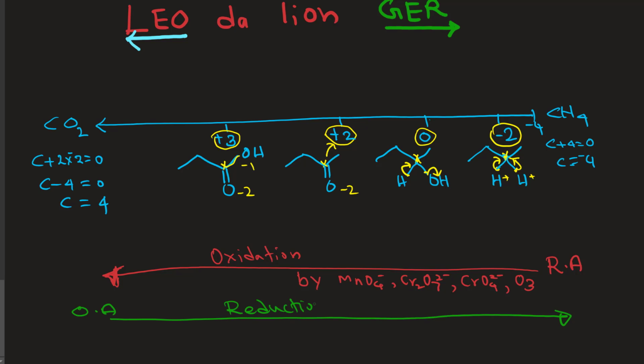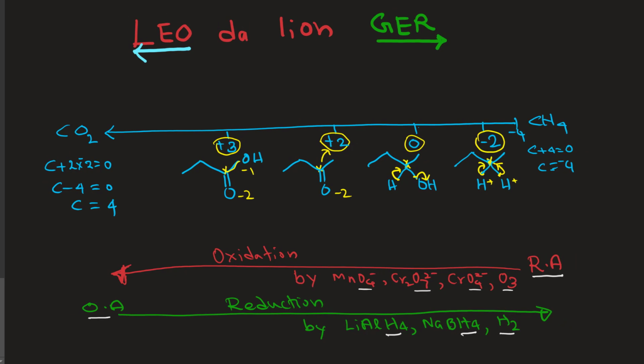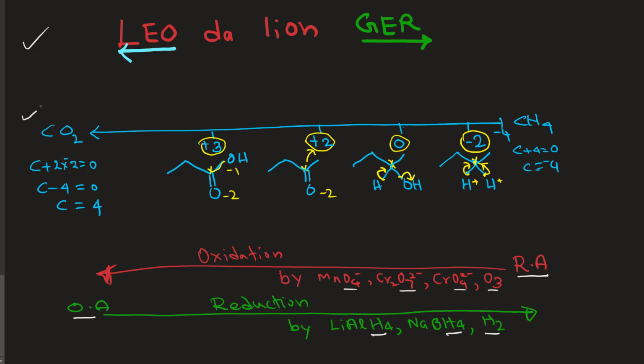Now going the other way, from left to right, the starting organic compound is the oxidizing agent. It will be reduced by one of these reagents. What is that? Lithium aluminum hydride, or sodium borohydride, or hydrogen catalyzed. Lithium aluminum hydride is a stronger reagent. You can see the oxidizing reagents have a lot of oxygens in the oxidation process, and in the reduction process you have a lot of hydrogens. So those are the things that should make more sense.